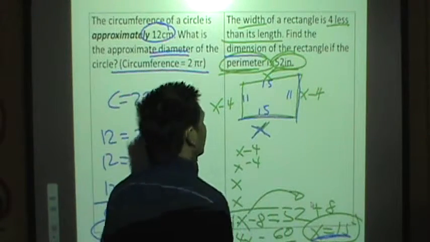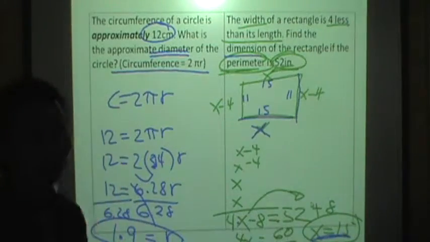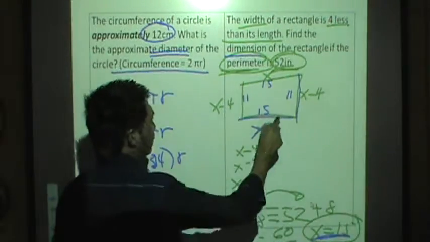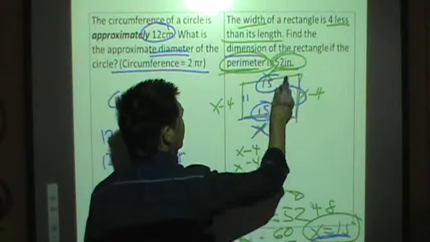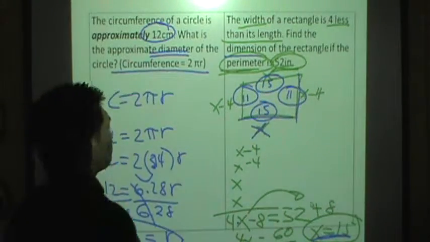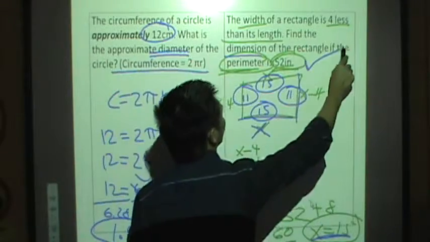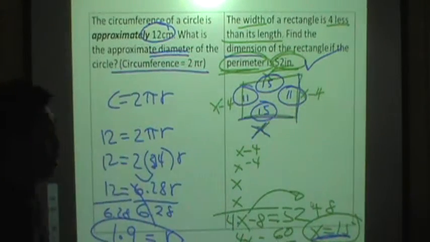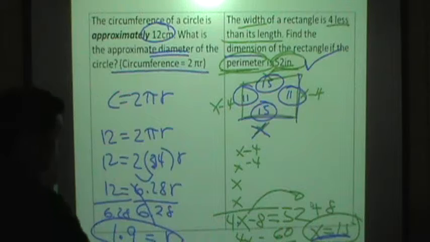Now, to verify, to check your final answer, all you have to do is add all the sides, and that should give you 52. And yes, if you add all of them, you will get 52, and that's the final answer.